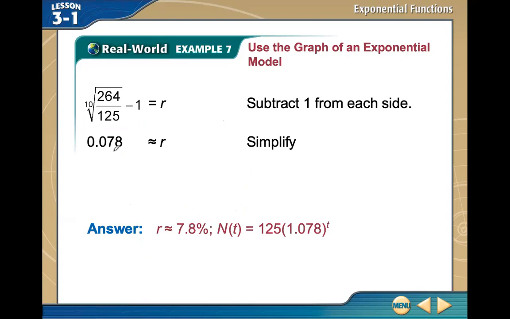So this is a decimal number. If we multiply this by 100, we will get the percentage. Is there any problem for this? How did we get from this? No, no, no, it's so clear.